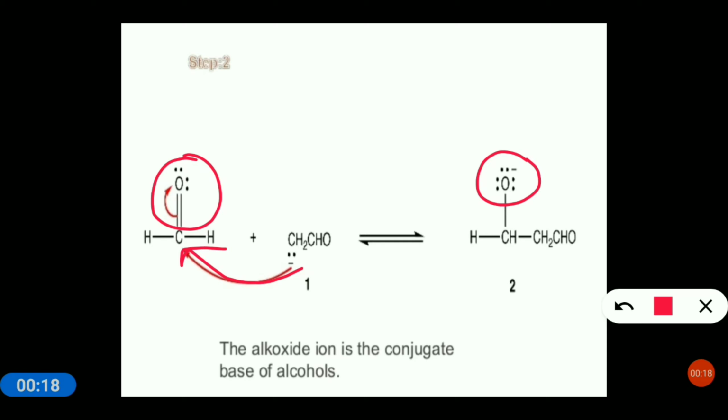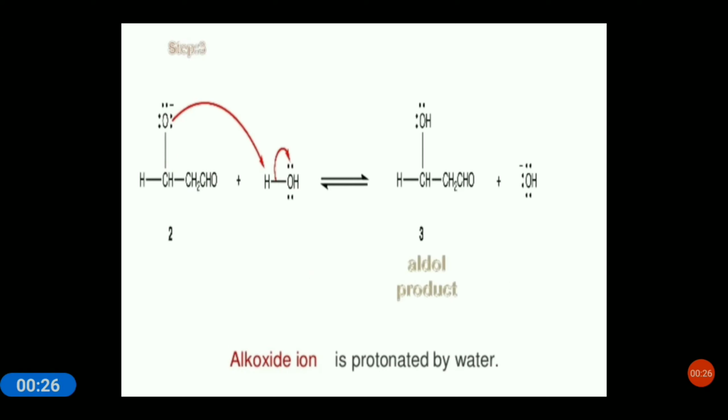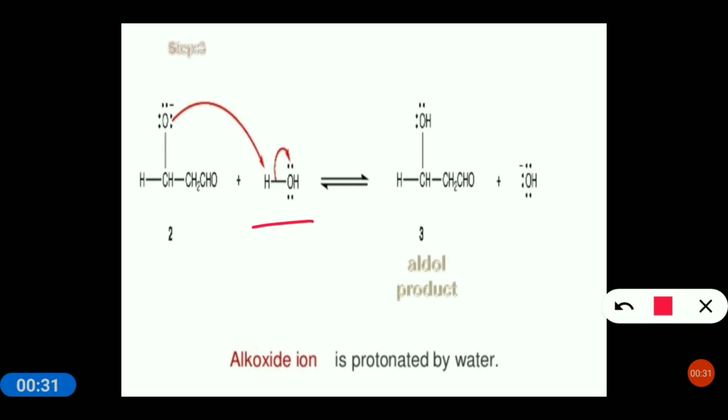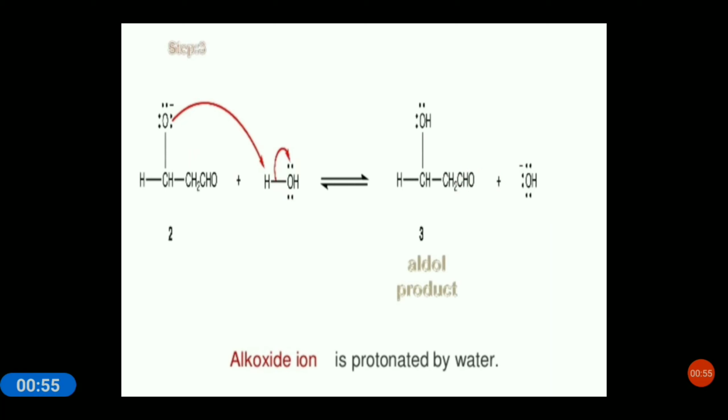The alkoxide ion is the conjugate base of alcohol. In the next step, the alkoxide ion is protonated by water. So here you will see water is there. What will happen? This will form the bond with H plus. This bond will break and both the electrons get shifted with the OH, so OH negative will be released, and this hydrogen bonded and OH group will be there, which is known as the aldol product due to the presence of aldehydic and alcoholic group.